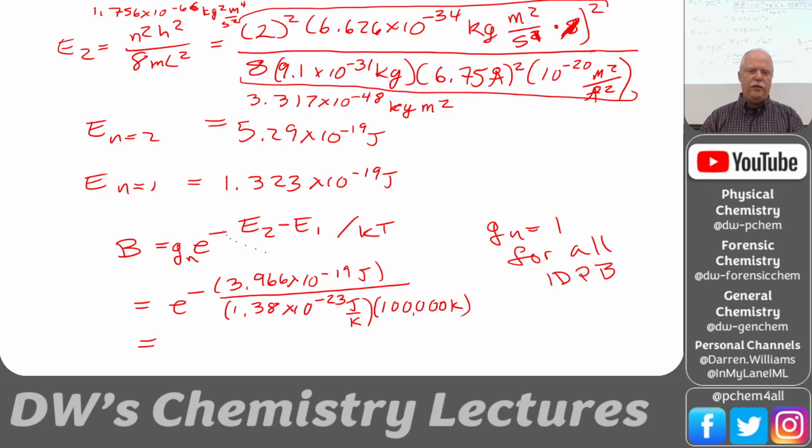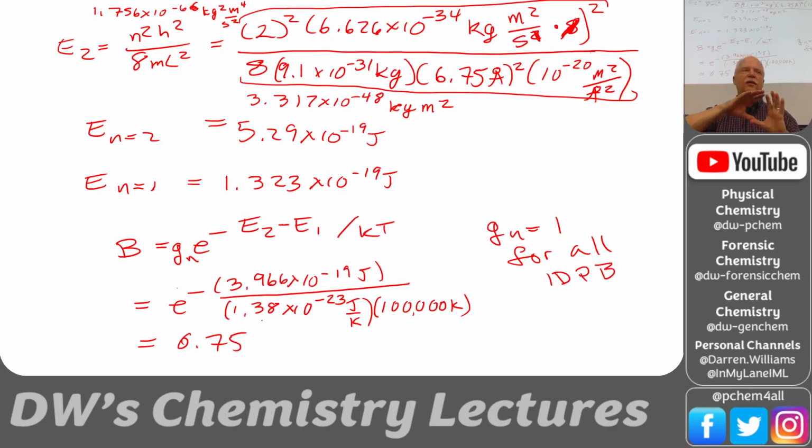I get 0.75. So compared to the ground state, which has a Boltzmann factor of 1, this n equals 2 state at 100,000 Kelvin has a 0.75 Boltzmann factor. It's like 75% of the chance of being in the second excited state that you have at the first excited state, or the ground state. So you see at this temperature it drops off to a 75% chance of being in the next excited state.